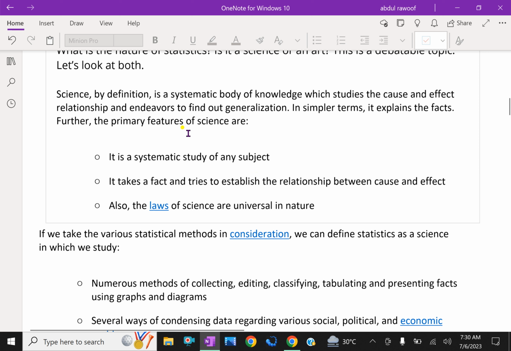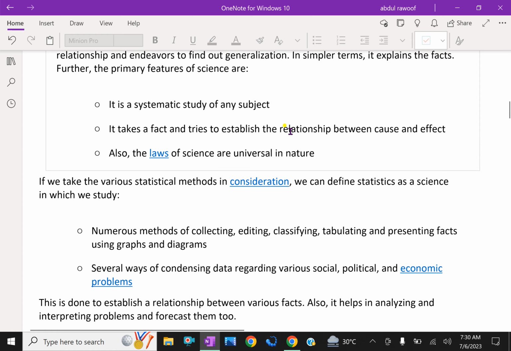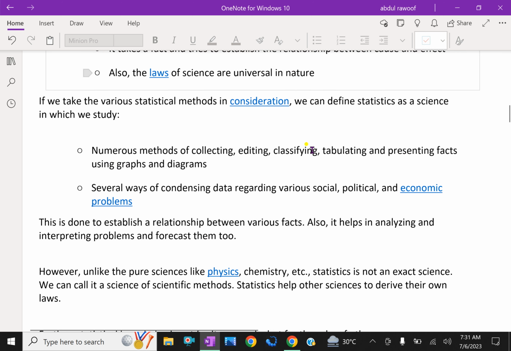Science, by definition, we know is a systematic body of knowledge which studies the cause and effect relationship and endeavors to find out generalization. In simpler terms, it explains the facts. Further, the primary features of science: it is a systematic study of any subject. It takes a fact and tries to establish the relationship between cause and effect. Also, the laws of science are universal in nature.